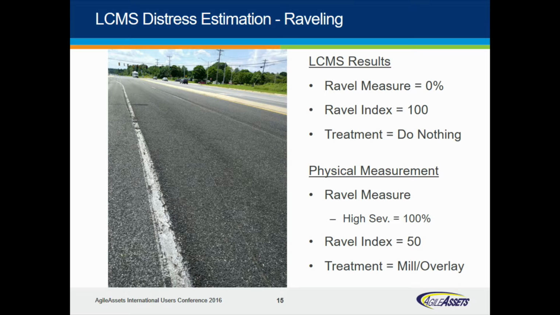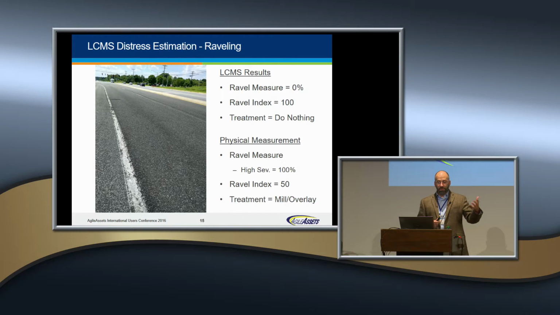And so we went back and asked, where is the breakdown in that process? Because the process that was there before chose do nothing for this location, but by Delaware's business rules, if they have 100% of high severity raveling, they would want to mill and overlay it. They'd want to actually replace the surface. And so we needed to find out exactly where that breakdown was.